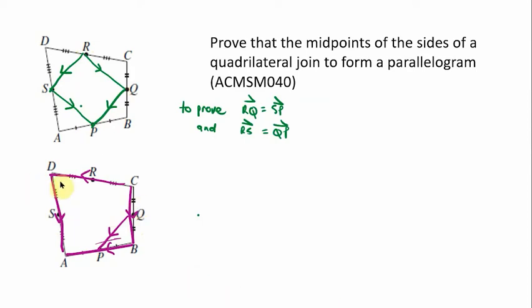So now I'm going to write up the relationships, and I'll just put in this vector here. RS is equal to RD plus DS, and again with vector addition, that central point D disappears, and similarly here, QP equals QB plus BP.